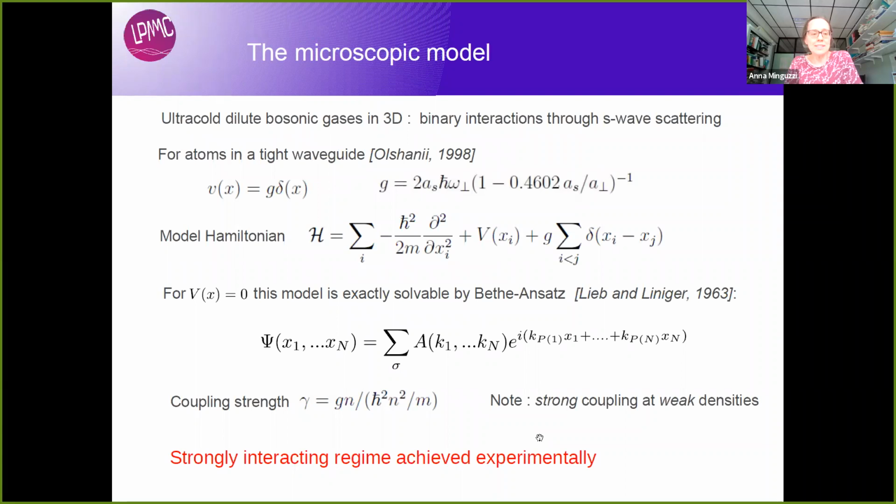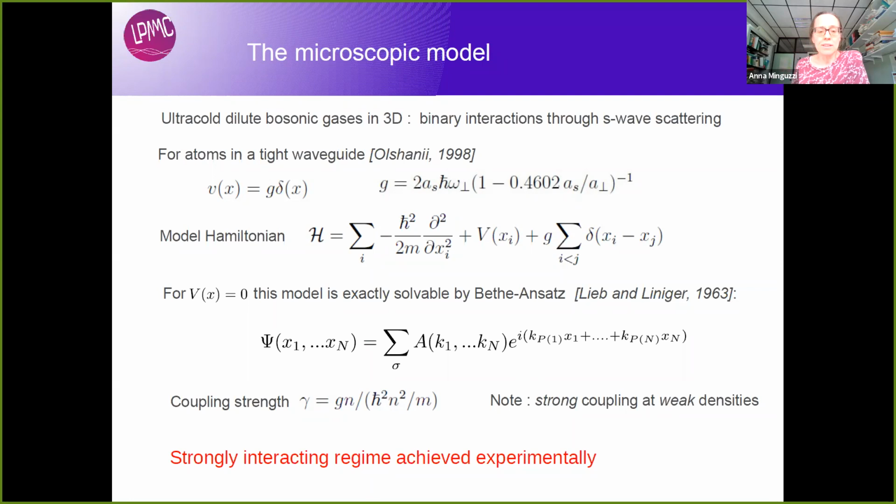So let me first start from the microscopic model. So we are going to focus on a one-dimensional geometry, that is atoms confined in a tight waveguide. In this case, the interactions are well described by a one-dimensional delta potential, with a coupling constant which is related to the three-dimensional scattering length, with some correction due to the confinement effects, as demonstrated by Maxim Olshanii some time ago. So the overall model Hamiltonian is a Lieb-Liniger model with an additional confining potential, which makes this model non-integrable. While in absence of the confining potential, as we have already seen in various talks before, this model is exactly solvable by Bethe ansatz.